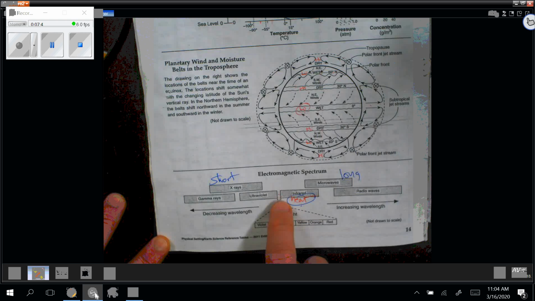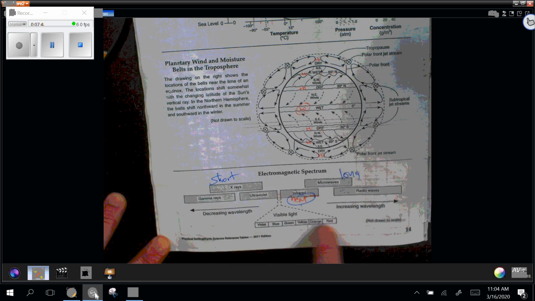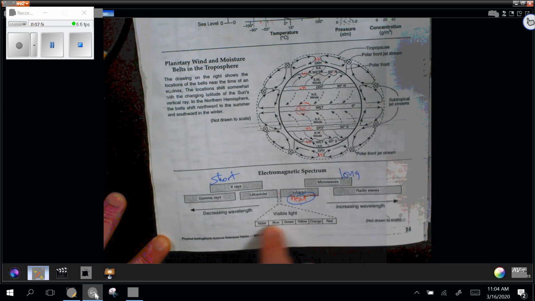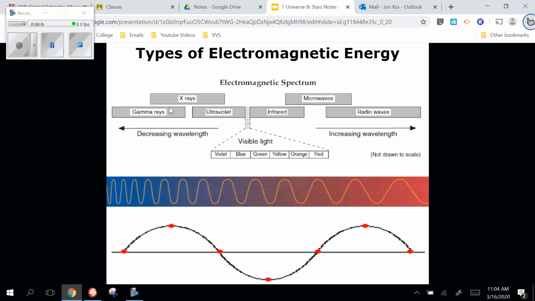This little teeny bar in the middle is the portion that humans can see, so we call it the visible portion. And they spread it out so we can see the colors of the rainbow: red, orange, yellow, green, blue, and violet. All right, so that's on page 14. That's a picture right out of it. Okay? And notice there is some crossover. Okay, there is a little crossover.